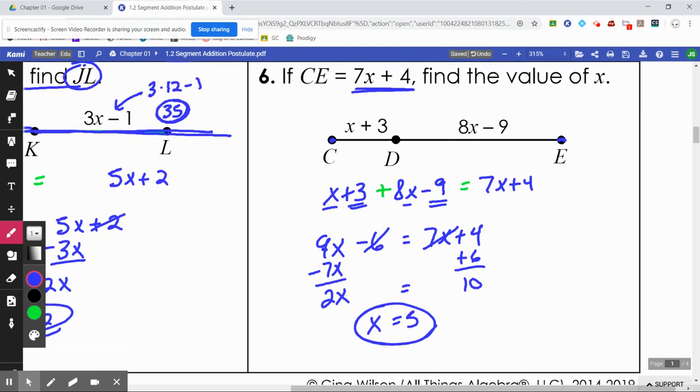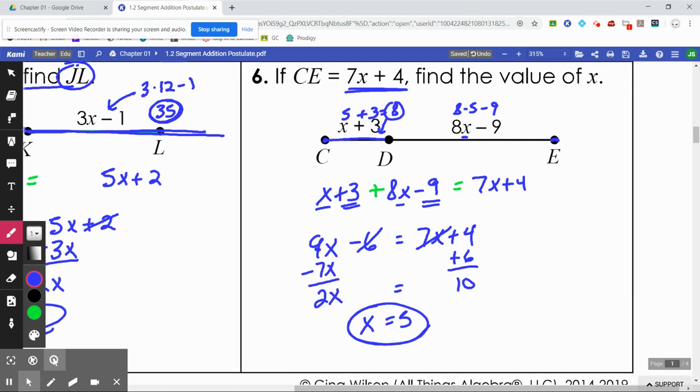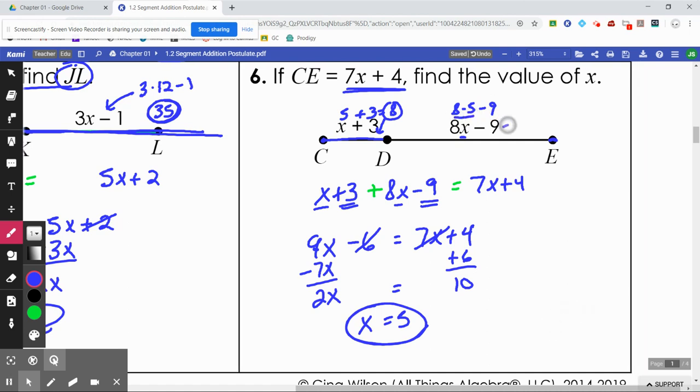Let's go back and plug it in. This is no longer x plus 3, it is now 5 plus 3. So I'm going to write it above it, 5 plus 3, which is 8. So the distance from C to D is 8. This is no longer 8x minus 9, it is 8 times 5 minus 9. That's 40 minus 9, which is 31.